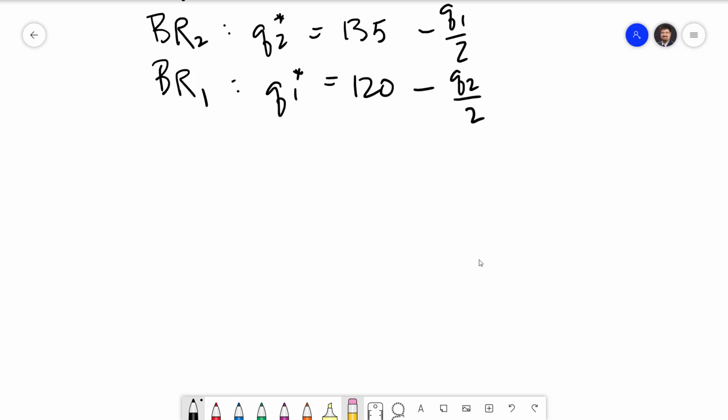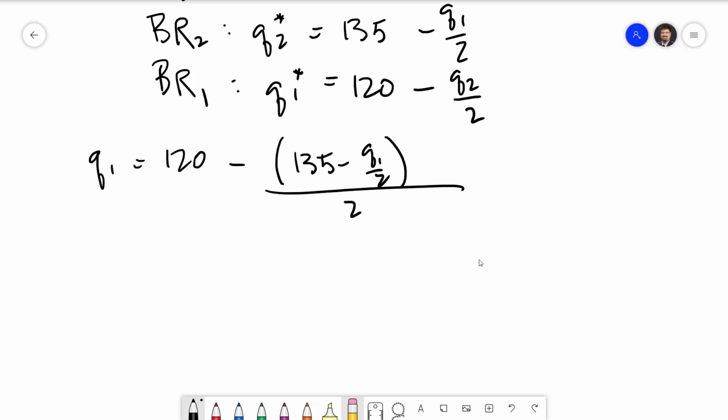I'm going to take firm 1's best response function, q1 equals 120 minus q2 over 2, and I'm going to substitute in firm 2's best response function for the q2. So that's going to give us 135 minus q1 over 2, and all of that divided by 2. As always, remember to divide the entire thing by 2. Again, there are many ways to go about this, but I'm going to multiply everything by 2 to get rid of that fraction. So that's going to give me 2q1 equals 240 minus 135 minus q1 over 2.